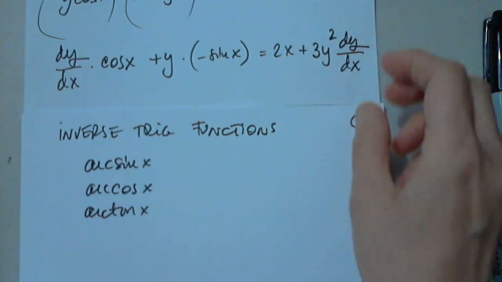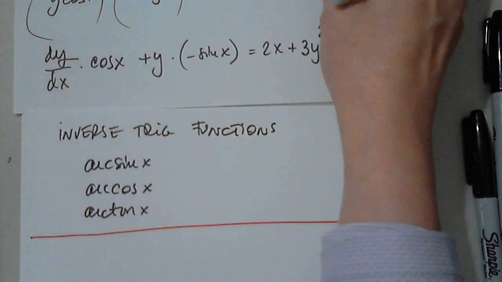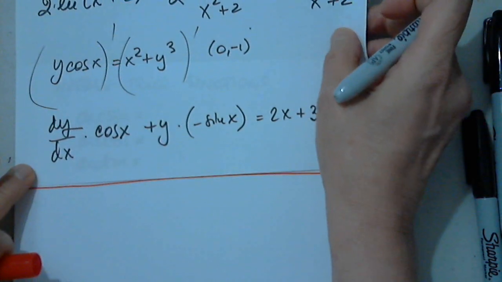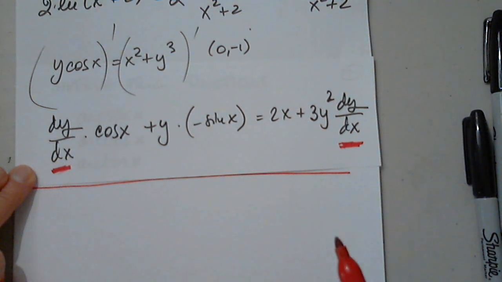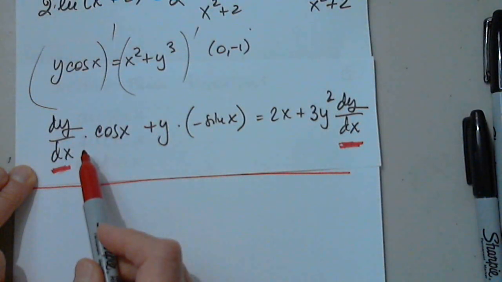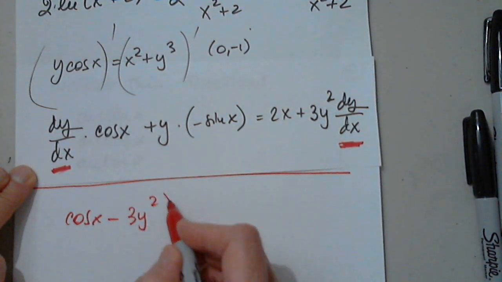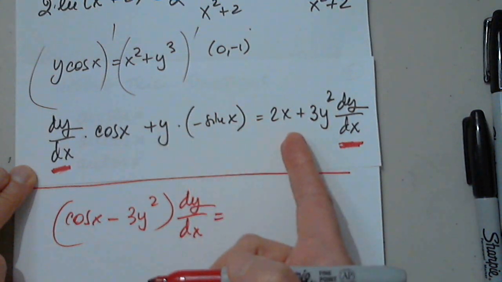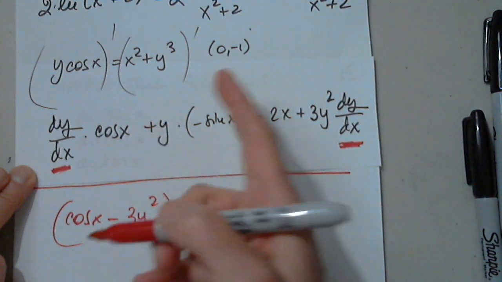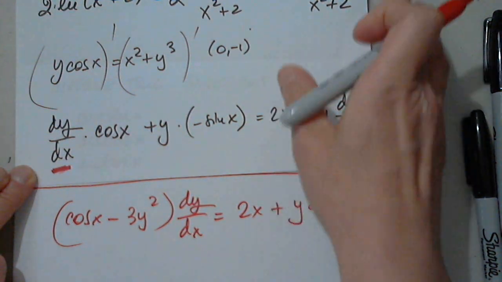That's my next step to finish up this section, so I'll come back to it. From here, I see that dy over dx is present in two different terms. They have to be on the same side. So I have cosine x, but minus 3y squared and dy over dx. And these two terms have to be on the same side. This is a negative term, so when I move it to the other side, I get positive y sine x.